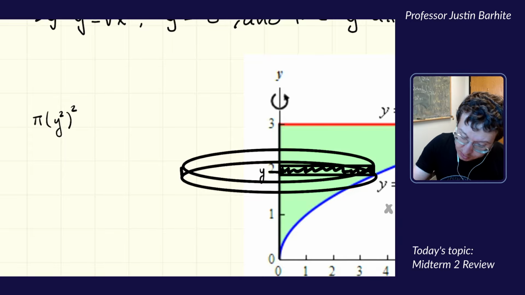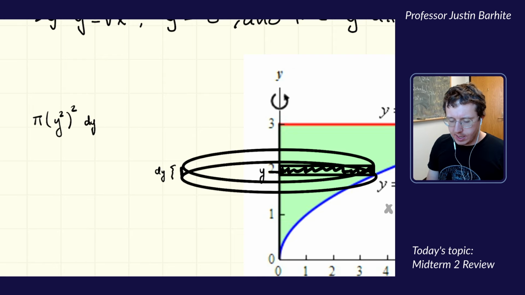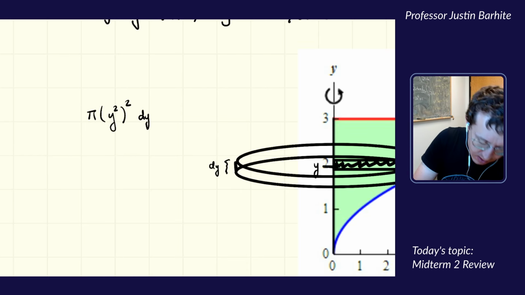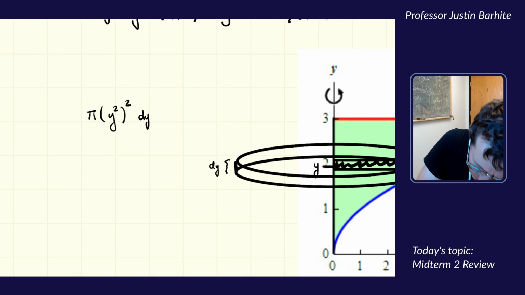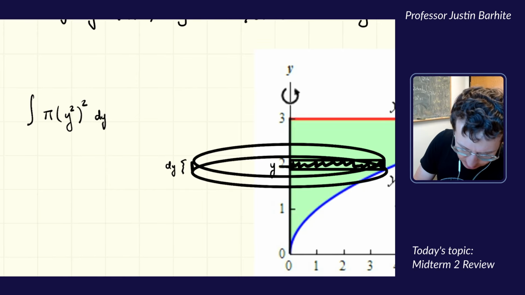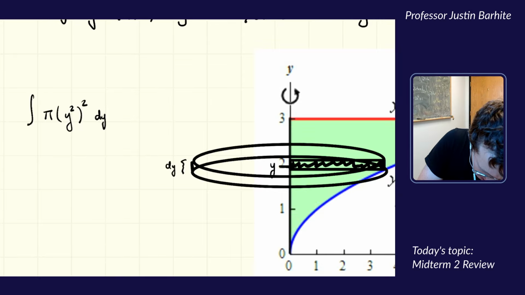And then the volume of a cylinder is the area of the top face times the height, which is dy. So that is the volume of this little cylindrical disc. And then to find the total volume of the shape, I just add up the volumes of all the discs as y ranges from 0 up to 3.